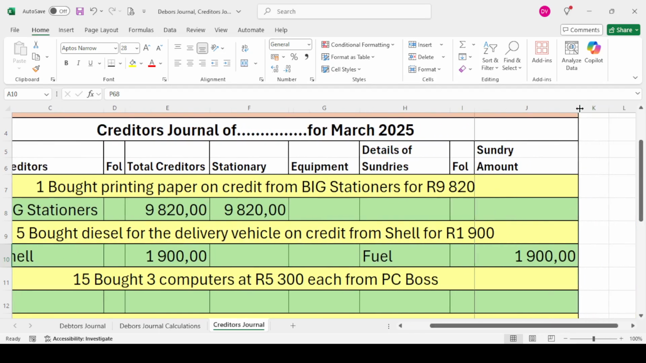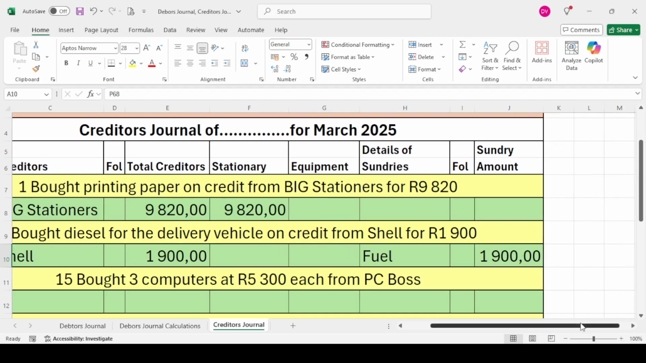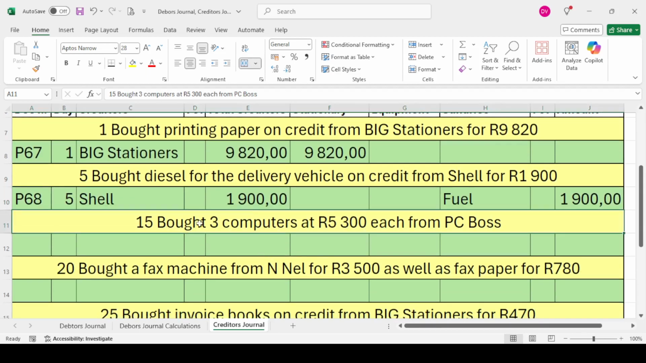I'm going to do the next one just now. I'm just making my columns a bit smaller so you can see better. There we go. Our next transaction, on the 15th of the month, we bought 3 computers at 5,300 Rand each from PC Boss.